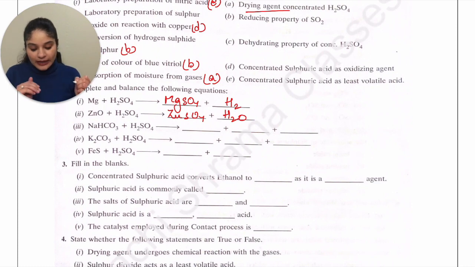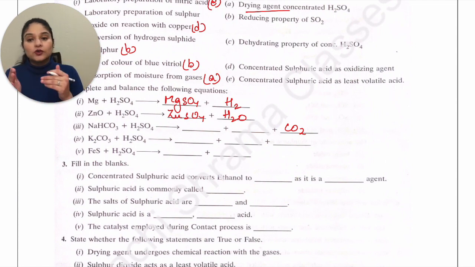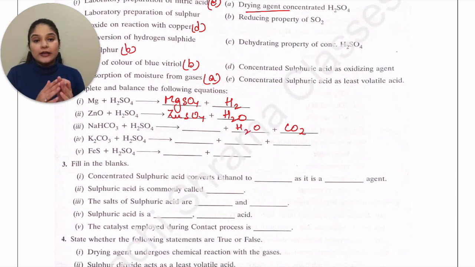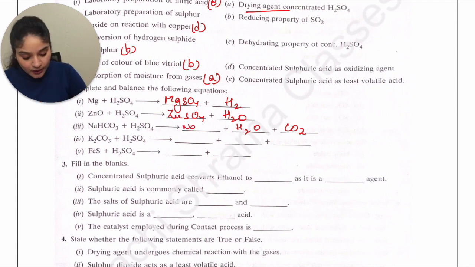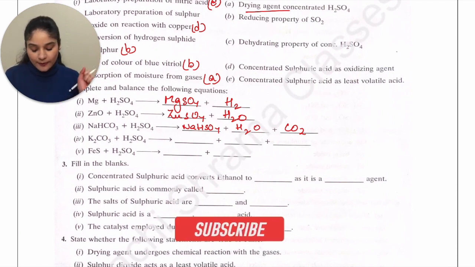Now next is NaHCO3. Now carbonates will always give you carbon dioxide. So you'll write carbon dioxide. Then you have NaHCO3 plus H2SO4. It's also gonna give you water because there is an extra hydrogen there. So H2O, you're getting water. What are you left with? You're left with NaHSO4. So NaHSO4 plus water plus carbon dioxide.